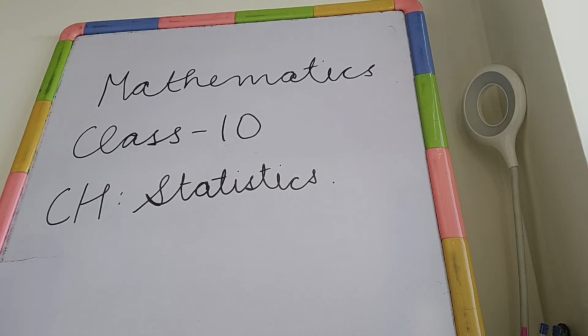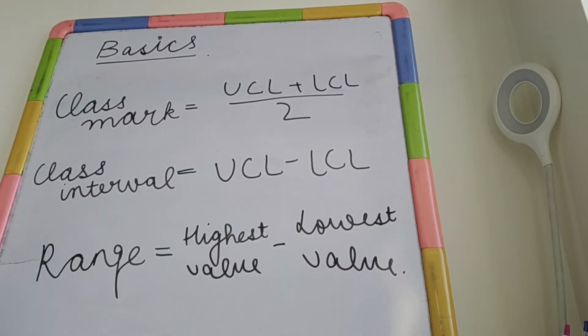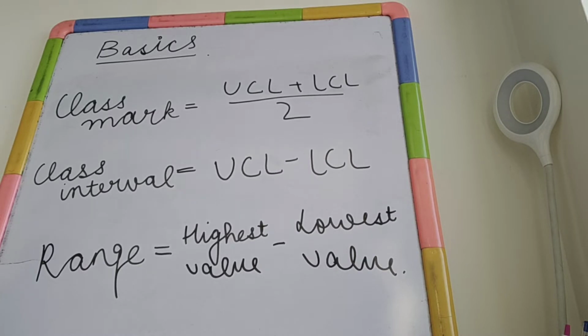Today we will learn Statistics, Class 10, Chapter number 14. Before starting the main formulas, let's learn the basics. Class mark is upper class limit plus lower class limit divided by 2. Class interval is the upper class limit minus lower class limit. Range is the highest value minus the lowest value.